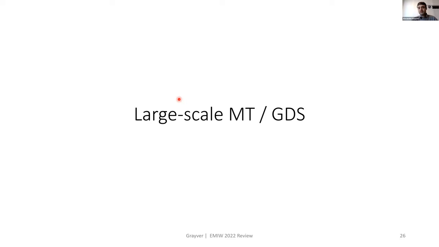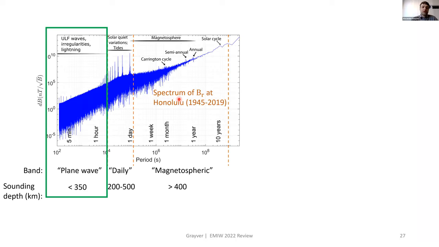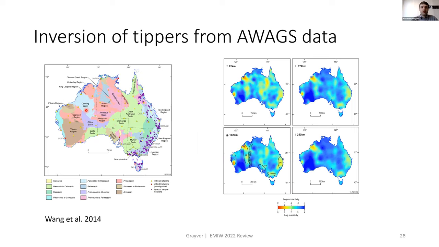to the case studies. So we have sort of talked about how one can model these large scale MT and GDS arrays, and talked about these national scale programs. So let's see what has been done here. So we are in this period band here, in this band that I call the plane wave band, so roughly up to periods of a few hours.